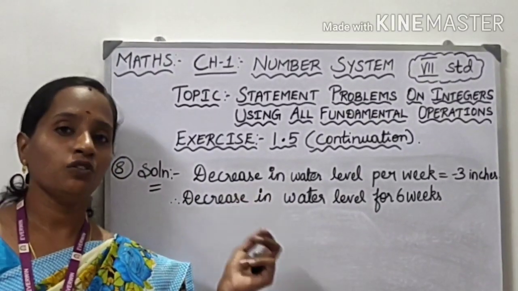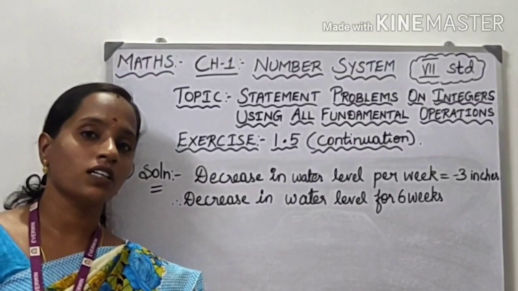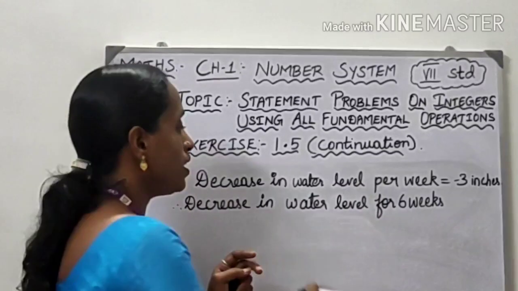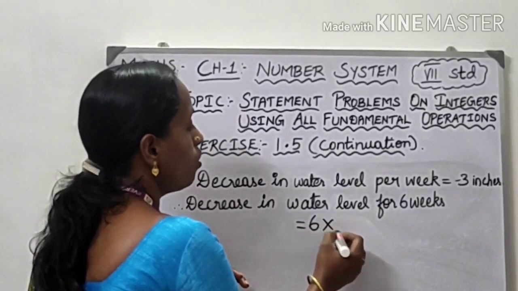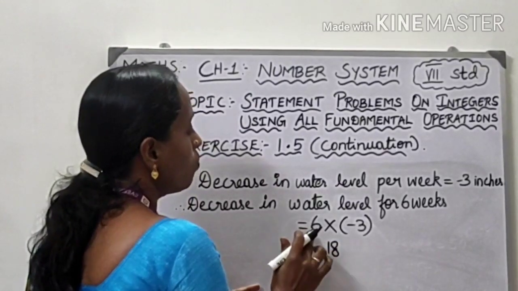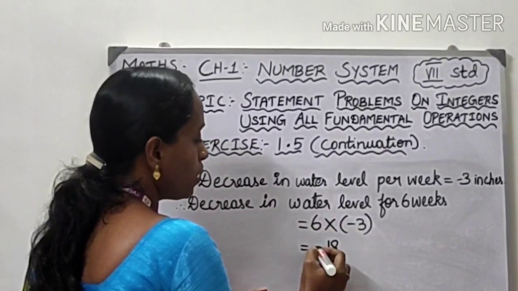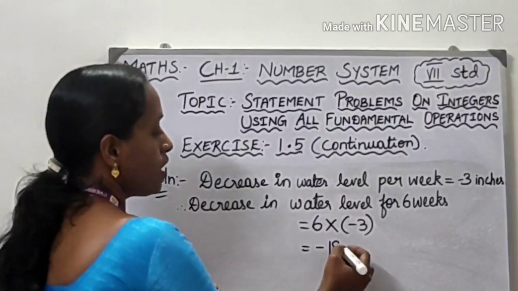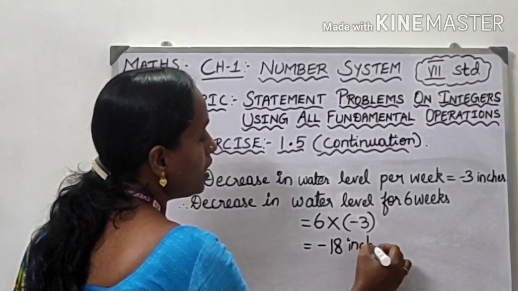Then we are going to find out what is the decrease in water level for 6 weeks. So here we are going to multiply 6 into minus 3. 6 3s are 18. Here positive into negative, you will get minus. So the decrease in water level for 6 weeks is minus 18 inches.